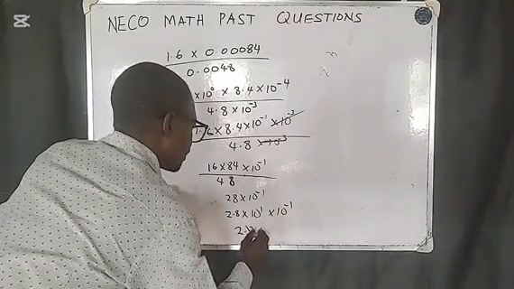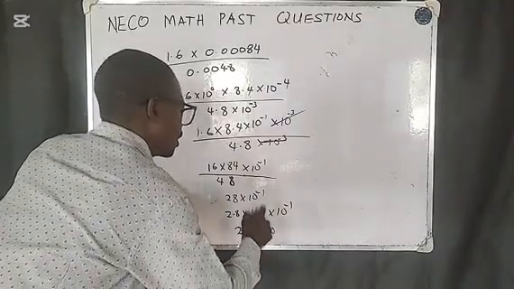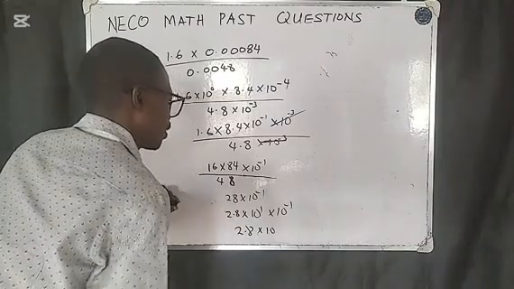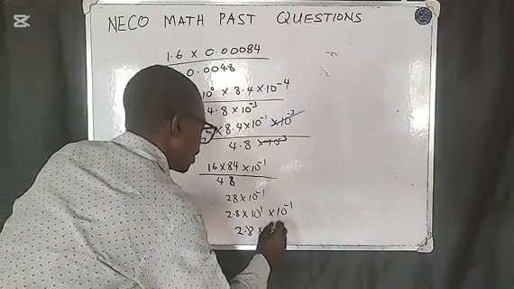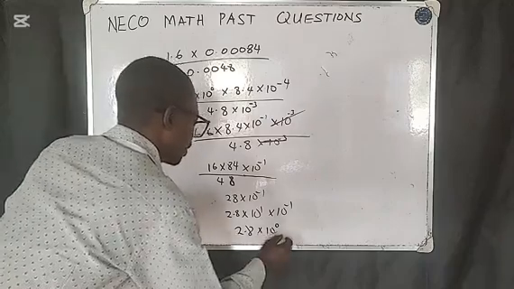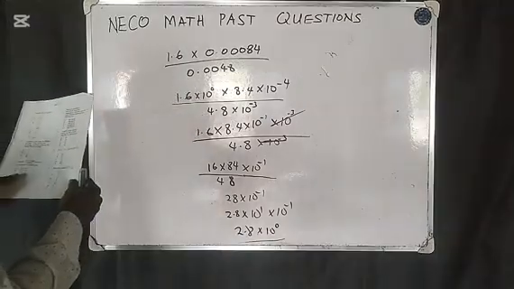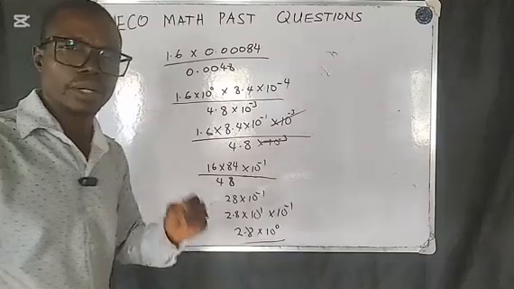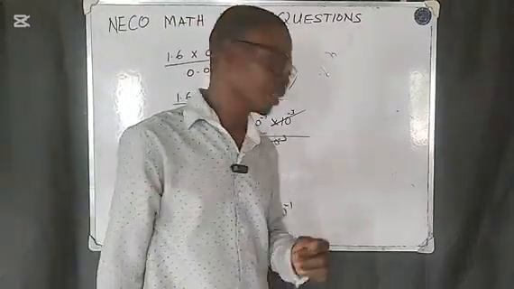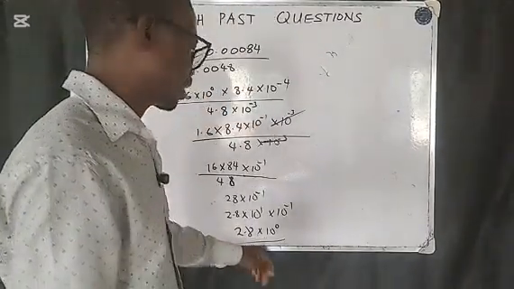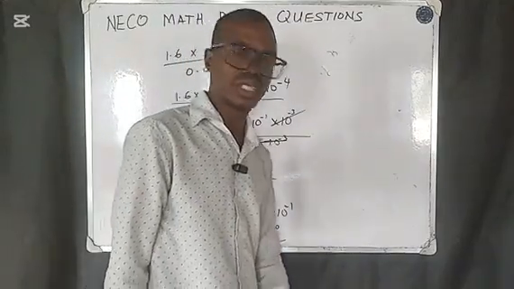So times 10. If you add these two together, you're going to have 0. So 10 raised to the power 0. The total answer is going to be like this: 2.8 times 10 raised to the power of 0. And option C is our answer. 2.8 times 10 raised to the power of 0. Let's move to the next one.